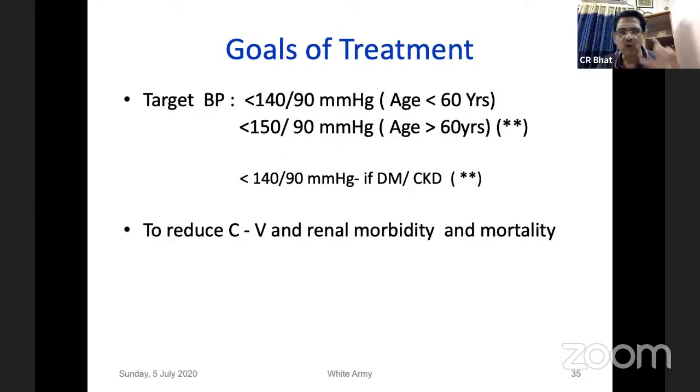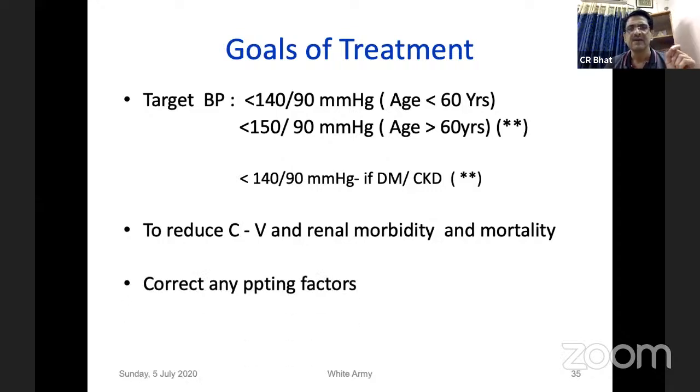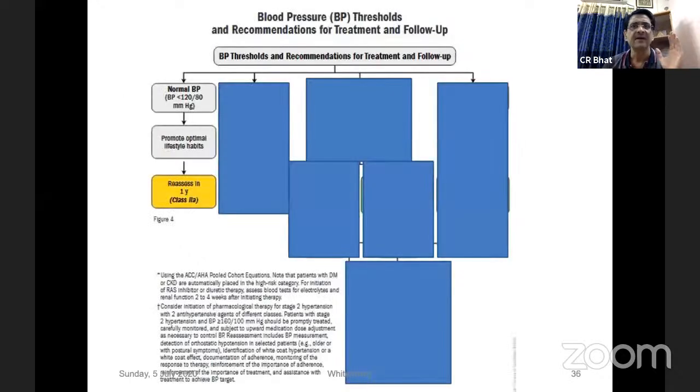Now, our goal is to reduce the cardiac, vascular and renal morbidity and mortality. Correct any precipitating factor. If there is any dyslipidemia or thyroid dysfunction, we need to correct that. Again, the AHA guideline says that normal blood pressure is less than 120 by 80 millimeters of mercury. Promote optimal lifestyle habits. I'll come back to that, and reassess once every 6 months or every year.